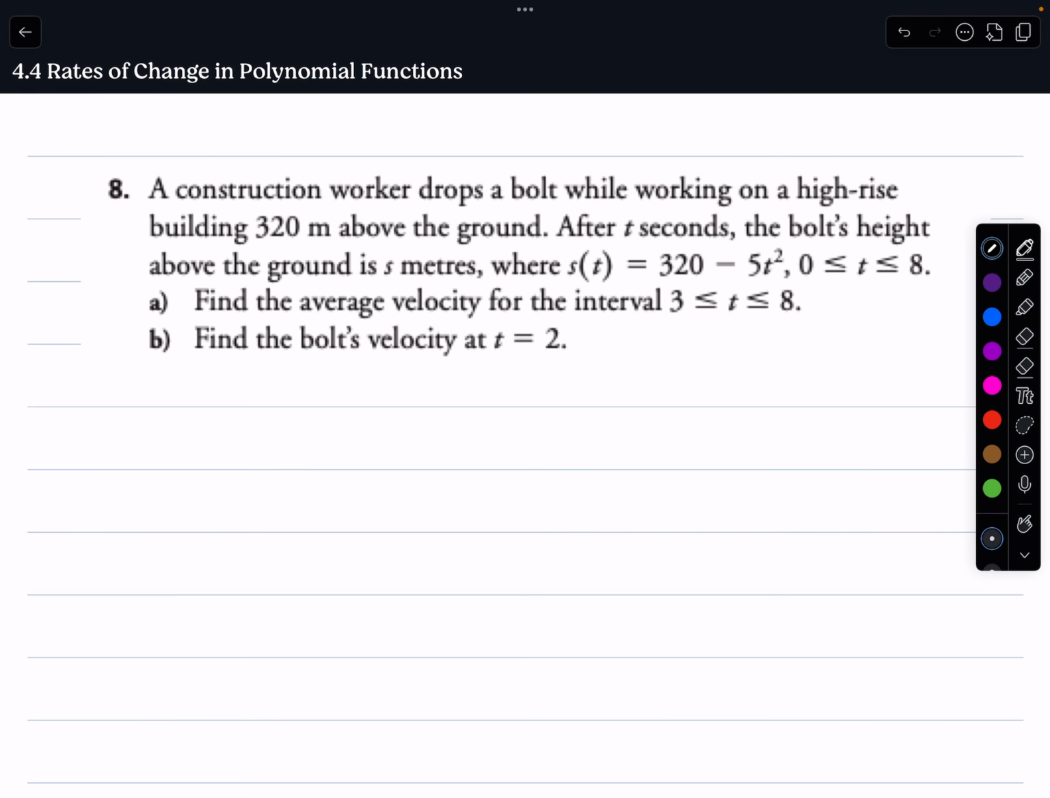Hi, this is Adrian from Live to Learn Academy, and today we're going to be going over lesson 4.4, rates of change in polynomial functions. For today's lesson, I'm going to be going through a bunch of word problems. We've taught AROC, we've taught IROC back in chapter 2. So this chapter is really just expounding on that concept, but doing it for polynomial functions, especially these word problems.